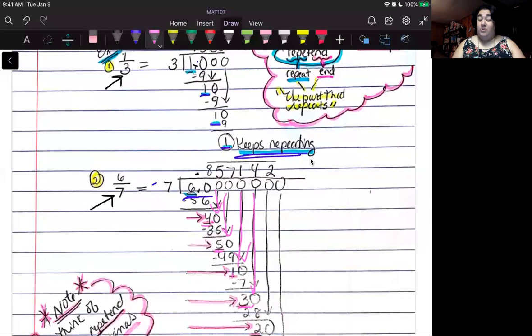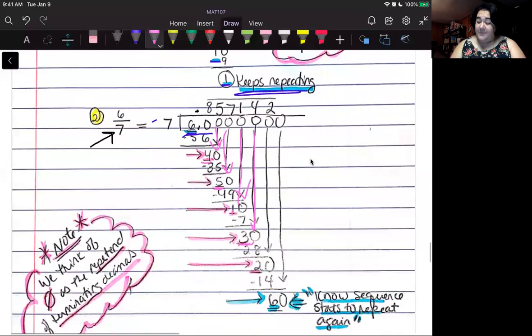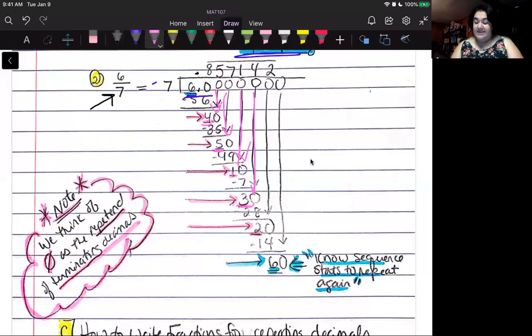How do you know it's going to repeat? Here's what happens. When we get all the way down here and we get to 20 minus 14 is 6. Uh-oh. Isn't that where we started? 6, bring down a 0, right? 6, add a 0. We're about to start all over again. When this happens, you know that you're about to start a repeat sequence again.